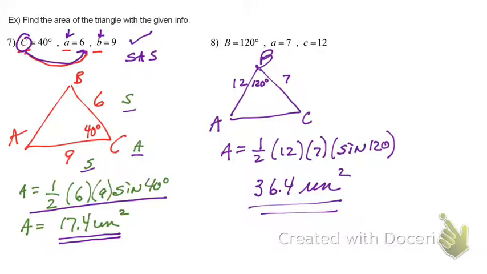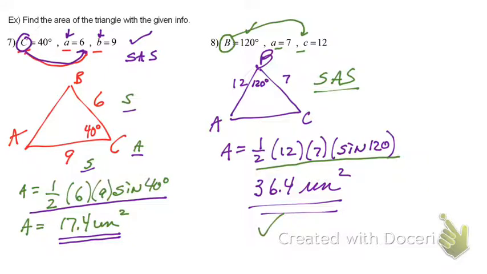Okay, for example 8 out of our notes, we have an obtuse triangle, an obtuse angle, which makes an obtuse triangle. Angle B is between sides A and C. Here's my drawing, and again, you don't have to be super accurate. Notice I did not draw angle B as an obtuse. I simply sketched the drawing so I see where everything is, and that I kind of visually confirm that I have side angle side. And we do, so we plug into our formula: 1/2 12 times 7 times the sine of 120, or 12 times 7 times the sine of 120, then divide by 2. I get 36.4 units squared.